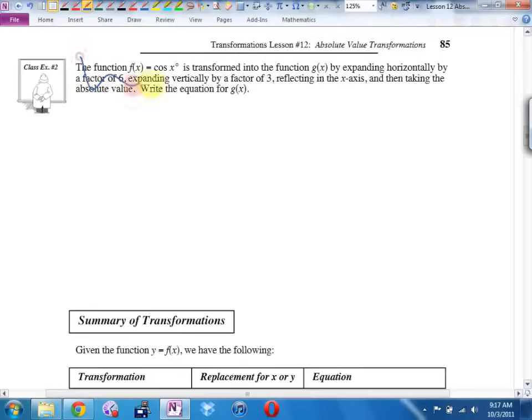Page 85 is one of those pages that you should probably dog-ear or put a post-it note in, because there is a lovely summary of everything.